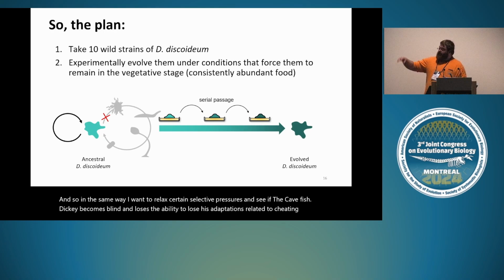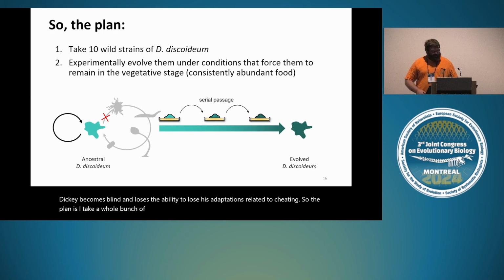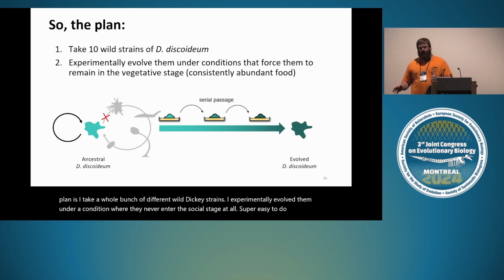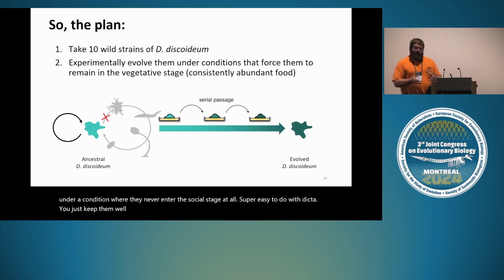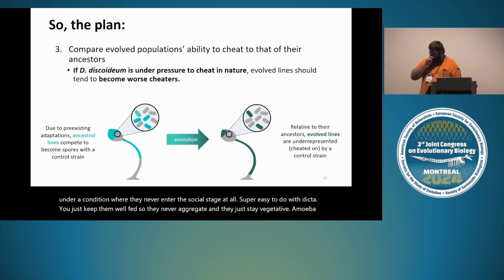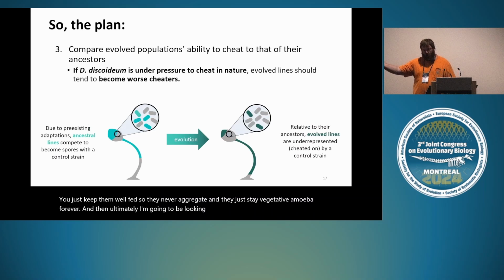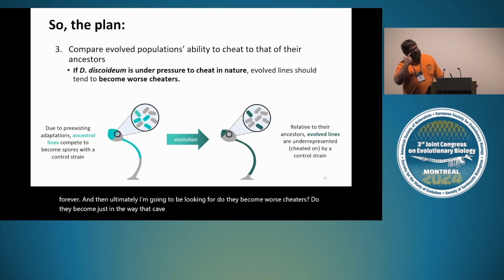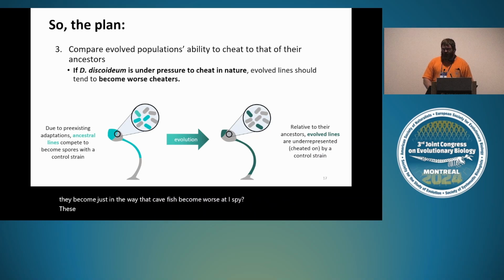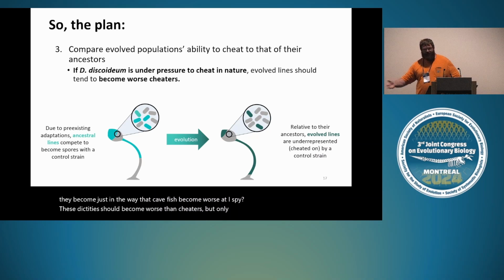So the plan is, I take a whole bunch of different wild Dictee strains, I experimentally evolve them under a condition where they never enter the social stage at all. Super easy to do with Dictee, you just keep them well fed. So they never aggregate and they just stay vegetative amoeba forever. And then ultimately I'm going to be looking for, do they become worse cheaters? Just in the way that cave fish become worse at I Spy, these Dictee should become worse at cheating, but only if cheating was previously under selection.